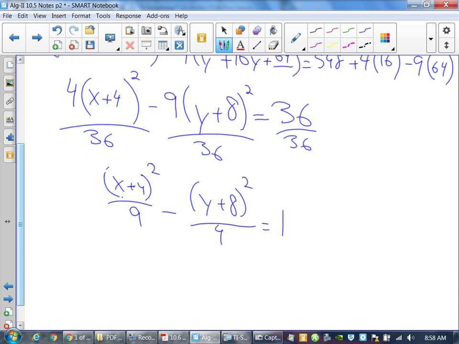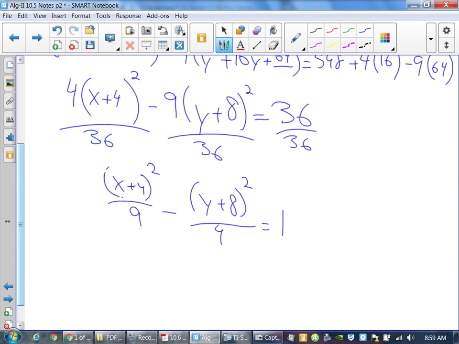Which is it? It's a hyperbola. The hyperbola shows up pretty quick with the subtraction sign. X squared comes first. Which direction is this going to go? Left and right.